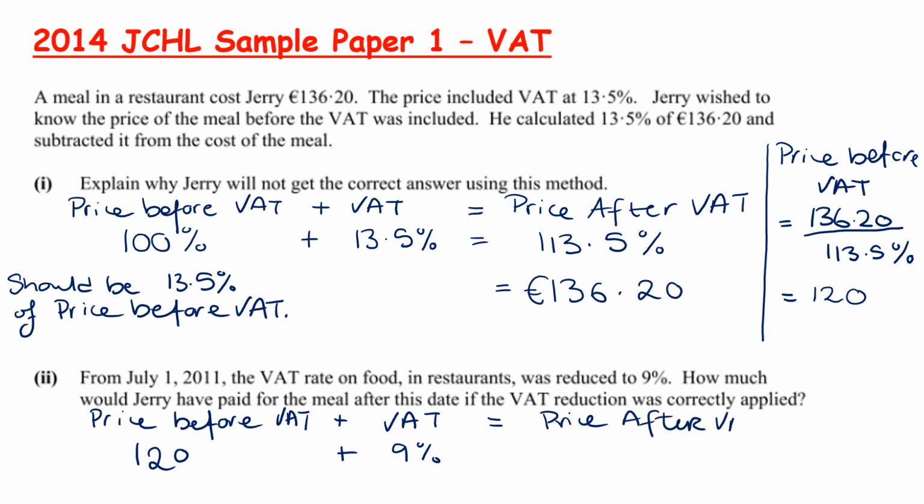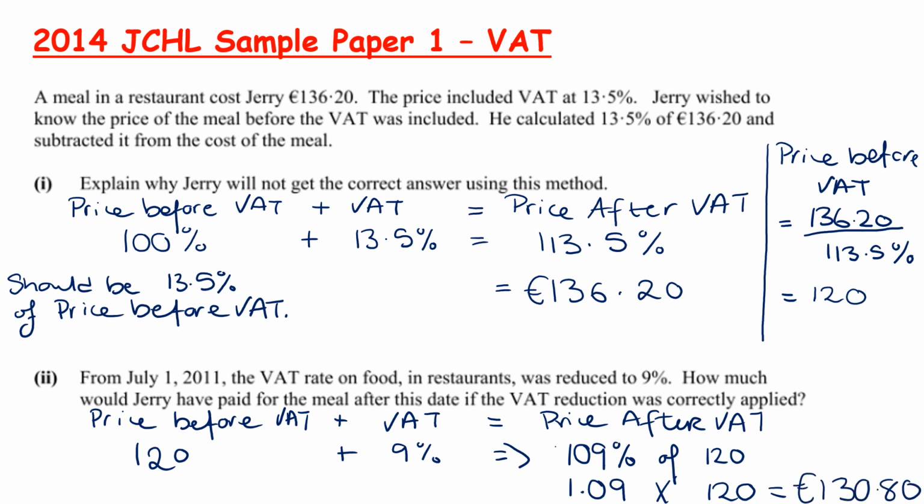Now, I'm going to use the shortcut for this as well. So the price after VAT is going to be 109% of 120. You can do that as a decimal, 1.09 multiplied by 120, or as a percentage, 109% multiplied by 120. Whatever way works best for you. Then you get an answer of €130.80.